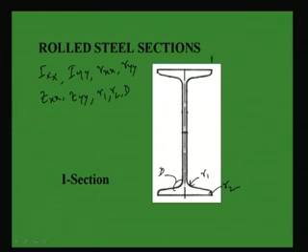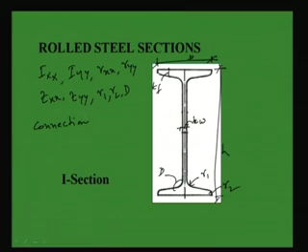Other things, as I told, this will be B, this will be H, this will be TW, this will be TF, right. So, all these things are given. Along with this, other things we will get, that is connection details, because as it is a rolled section, some standard things are there which are given. So, through that we have to calculate, and these are all standard.